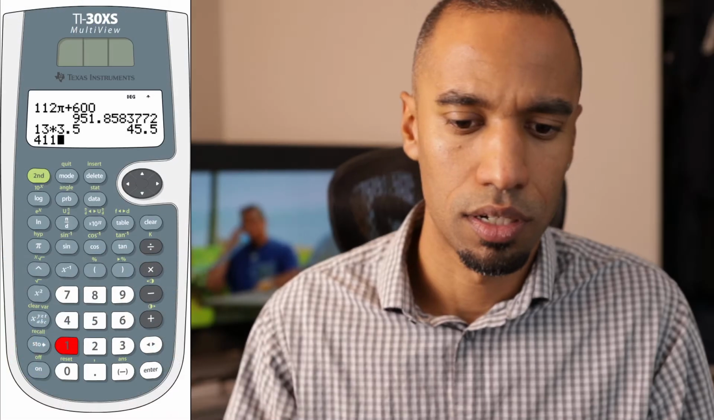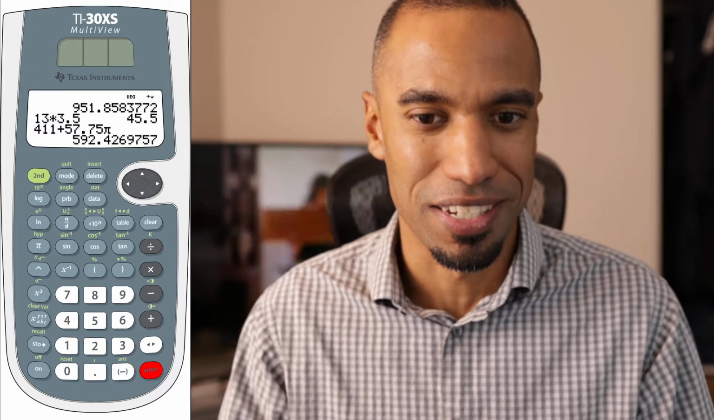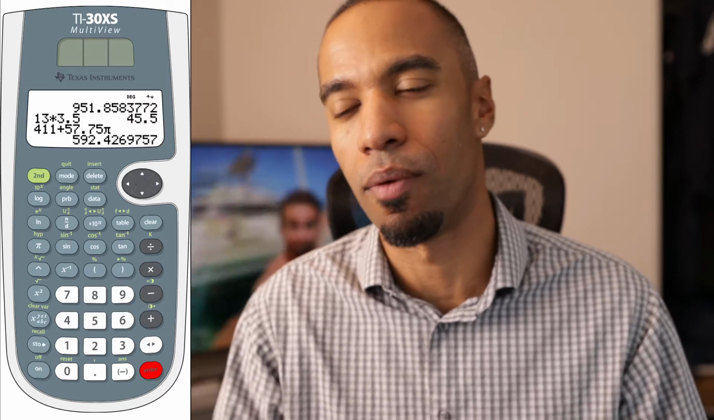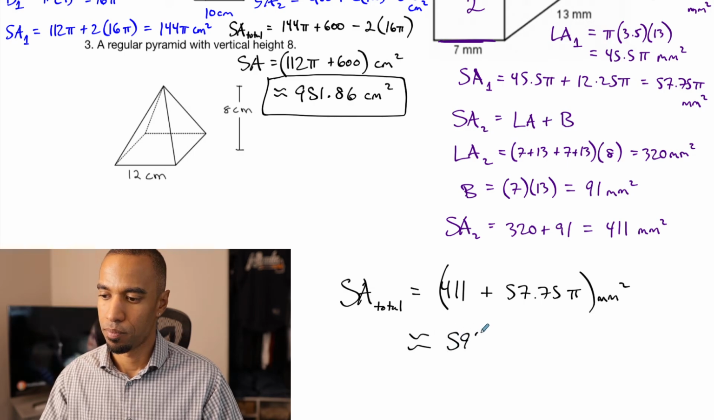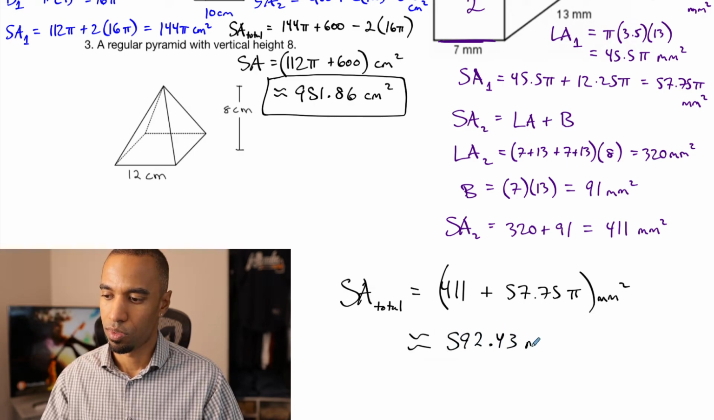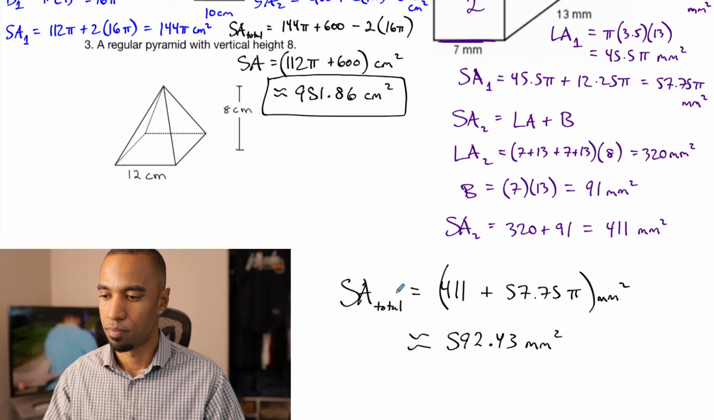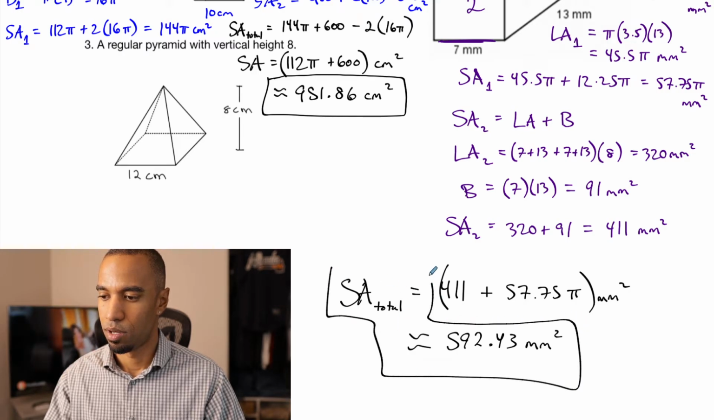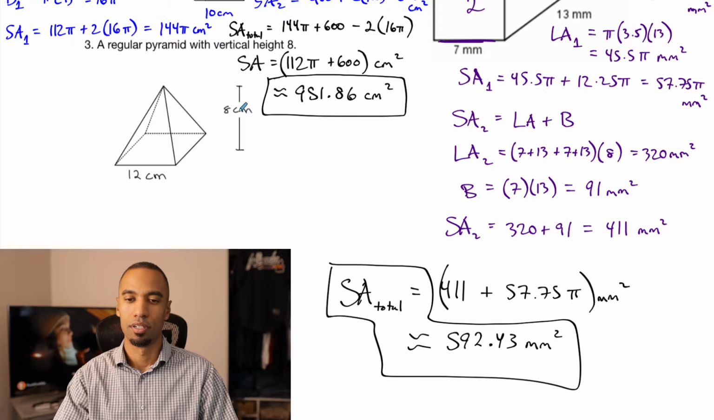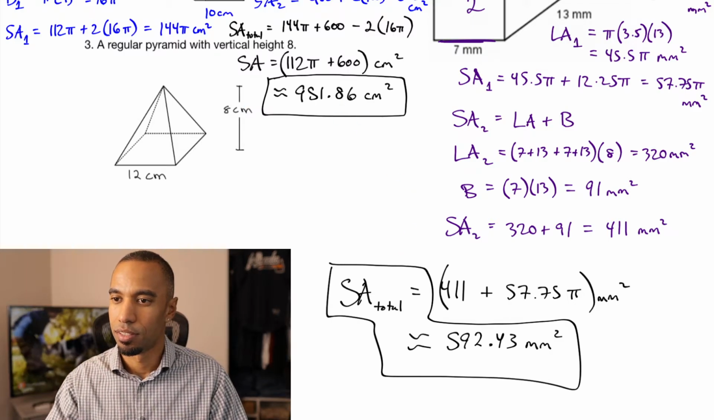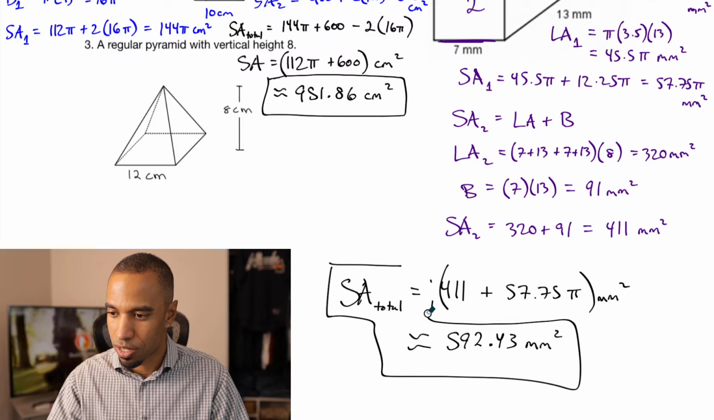411 plus 57.75 pi. Oh, I don't know what I said as an answer. I might have been wrong. Anyway, 592.43. Once again, rounding up. 592.43 square millimeters there. Another composite figure down. All right. Little OCD. I have some equal signs there that I don't want.